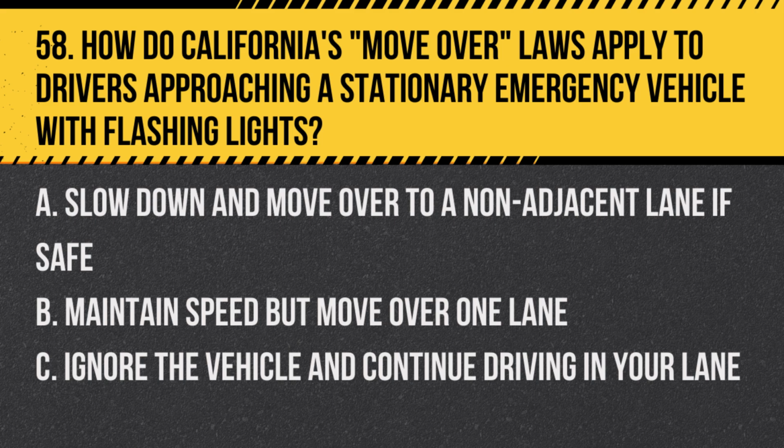Question 58. How do California's move over laws apply to drivers approaching a stationary emergency vehicle with flashing lights? A. Slow down and move over to a non-adjacent lane if safe. B. Maintain speed but move over one lane. C. Ignore the vehicle and continue driving in your lane. Answer: A. Slow down and move over to a non-adjacent lane if safe. The move over law requires drivers to slow down and, if safe, move over when approaching stationary emergency vehicles.